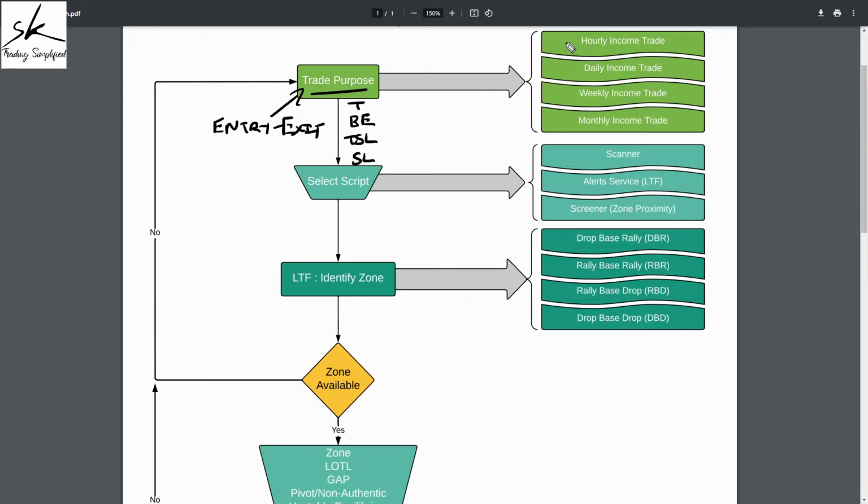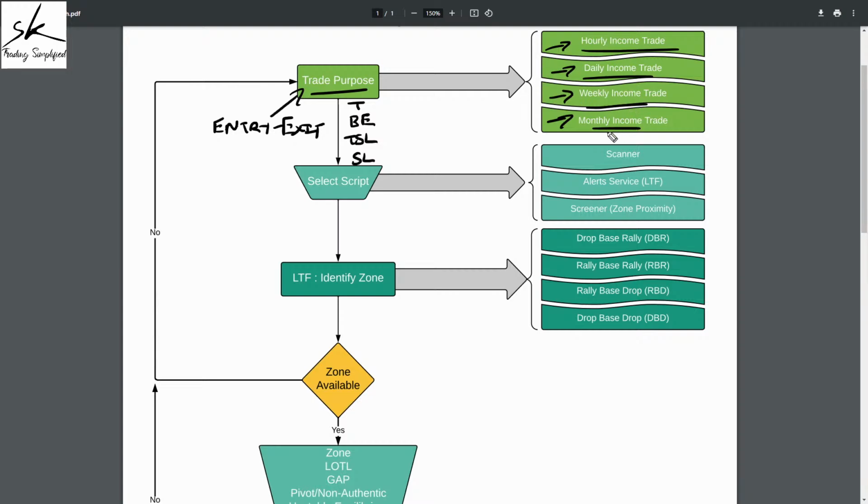So what I've done is I have divided these trades into 4 different purposes. We call them hourly income, daily income, weekly income, monthly income. Hourly income implies a trade where my expectation is that this trade can last for an hour or maybe a few hours. Daily income, a trade which can last for a day or a few days. Weekly income, a trade which can last for a week or a few weeks. And monthly income, a trade which can last for a month or a few months.